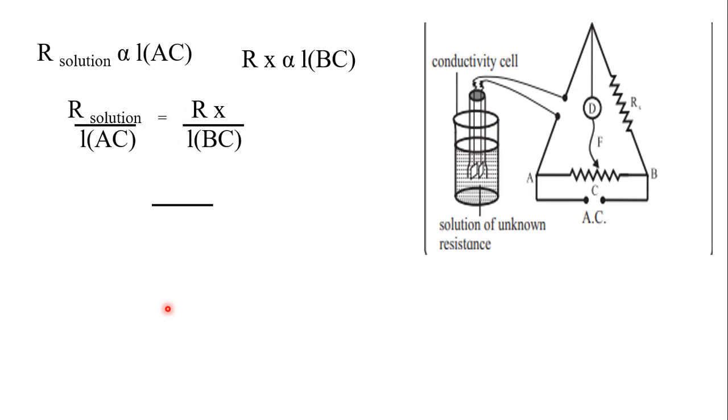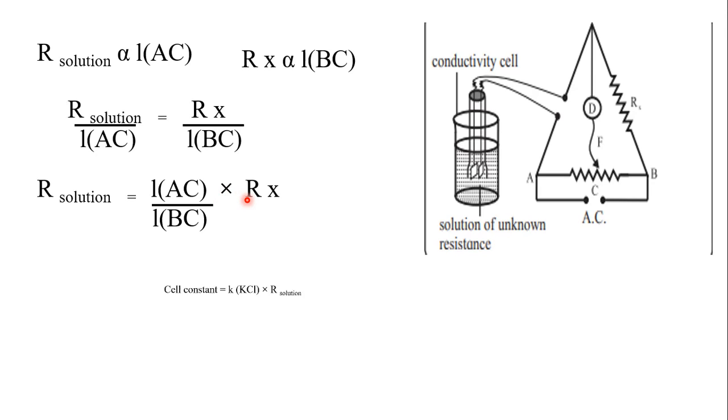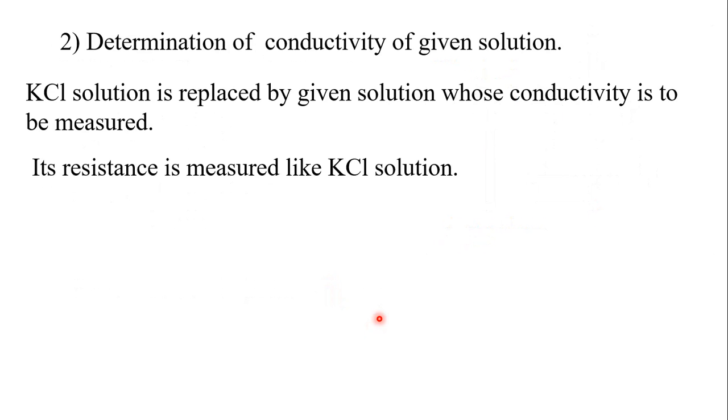by using the formula: resistance of solution divided by length AC is equal to Rx divided by length BC. That means the resistance of the solution is equal to length AC divided by length BC into Rx. So cell constant is equal to conductivity into resistance of the solution. So from that the cell constant is obtained. Now how to determine the conductivity of the solution, that we will see.